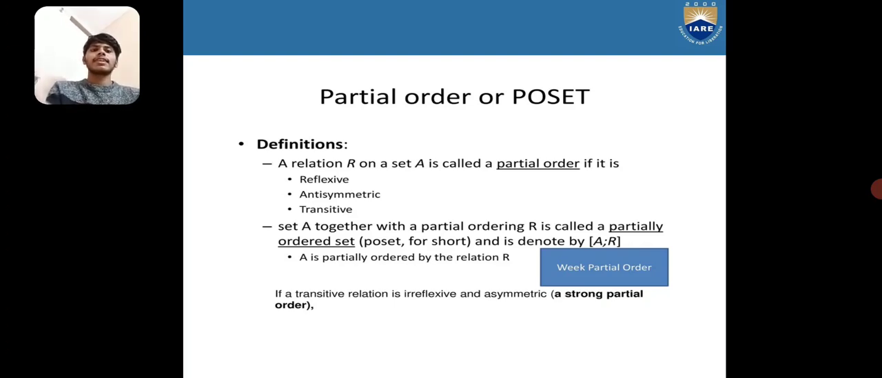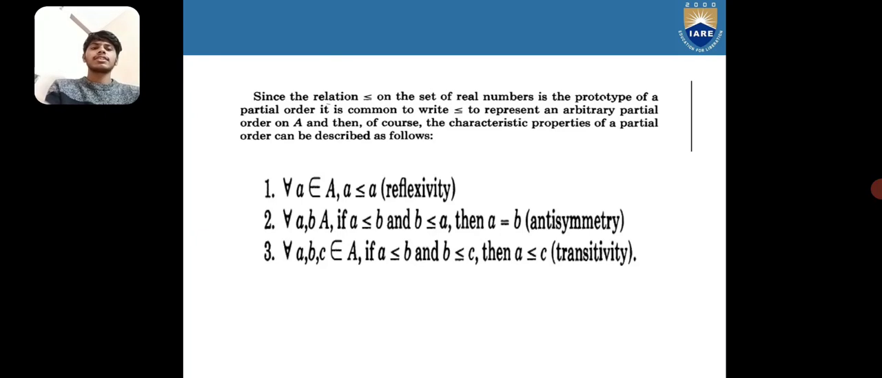If a transitive relation is irreflexive and asymmetric, it is a strong partial order. Since the relation less than or equal to on the set of real numbers is the prototype of a partial order, it is common to write ≤ to represent any arbitrary partial order on A, and then of course the characteristic properties of a partially ordered set can be described as follows.